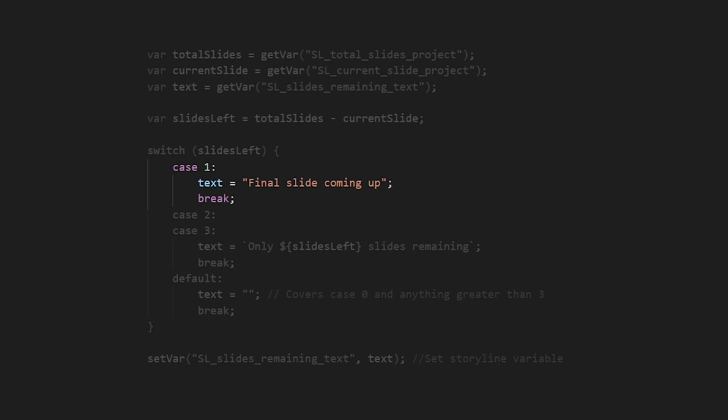And then we have the case where there is only 1 slide left, and I chose to display another message here. And all of the other cases fall under the default case here. So whether the number of slides left is 0 or any other number except the ones listed here, meaning 1, 2, and 3, the text variable will be empty. This is an empty string here, so no spaces or anything.